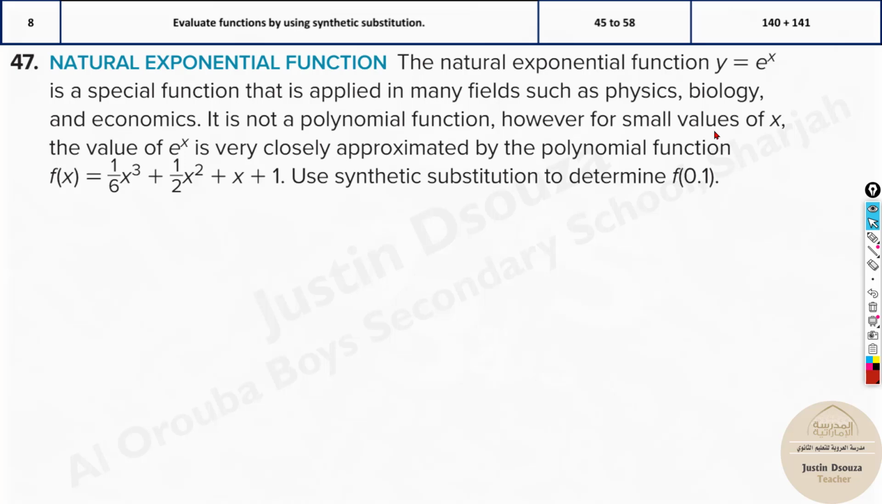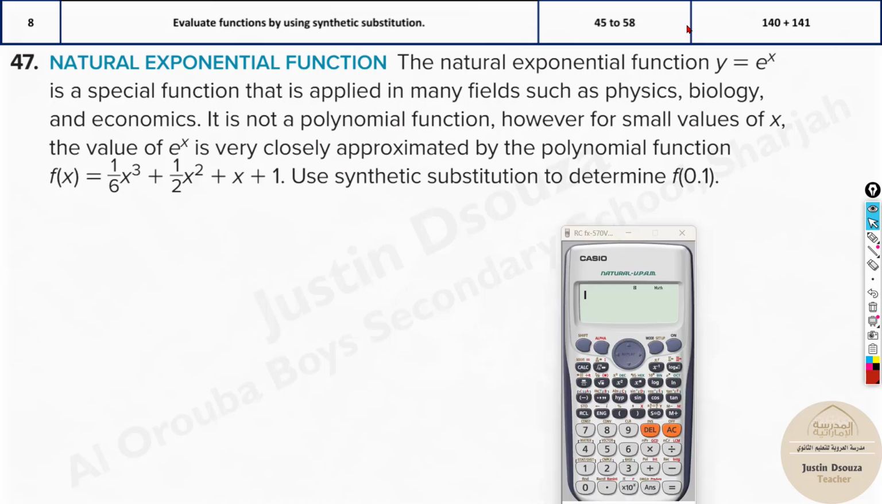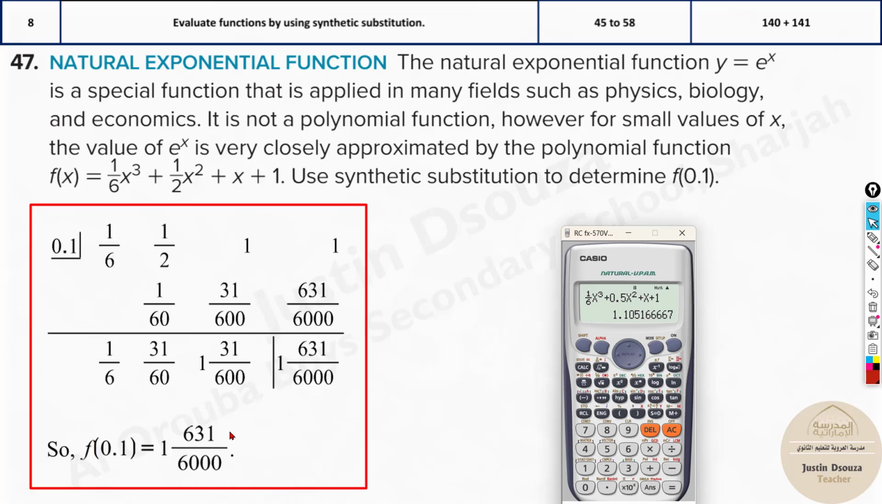But since it's again the MCQ part, no need of doing synthetic division. The calculator method is more than enough. Just type it out. It's 1 divided by 6, x to the power 3, plus half, that is 0.5, or you can write 1 by 2, it's fine, x power 2 plus x plus 1. And now don't press equal to, this is not the answer. You need to calculate it at 0.1, and let's see. This is the answer. It's 1.0151.